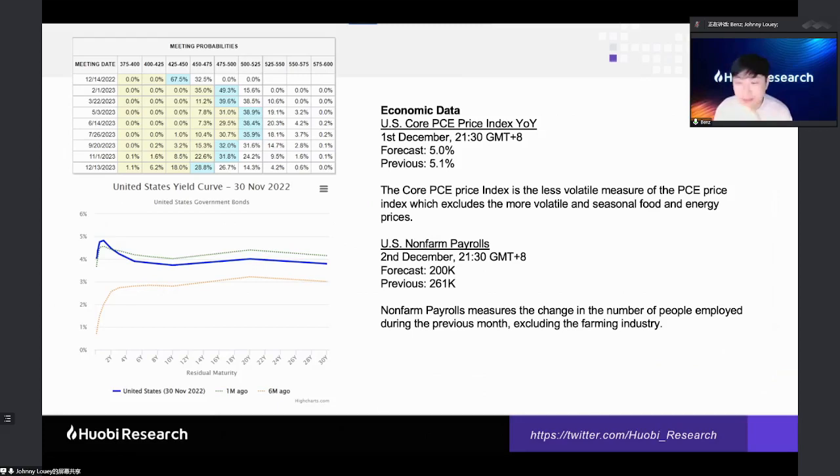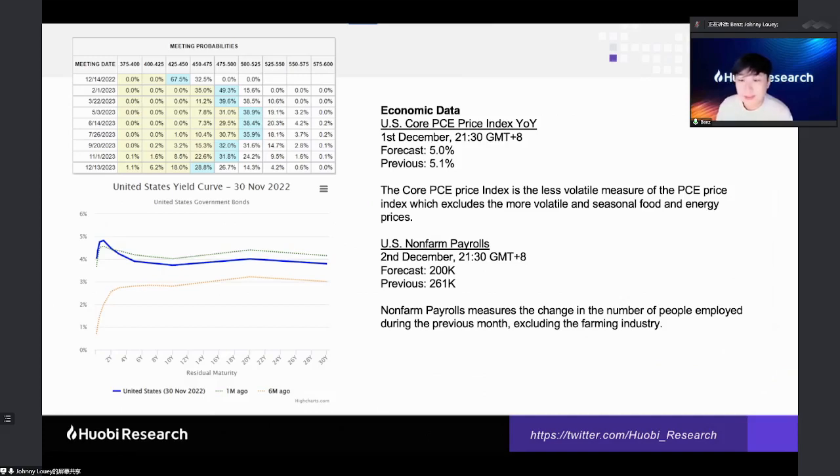Like for non-farm payroll as well, which is on Friday, during the US opening bell, the forecast is 200,000 for the month of October. Previous is 261,000. So analysts are forecasting that payrolls will be lower than the previous month, meaning the labor market will be weaker in October.